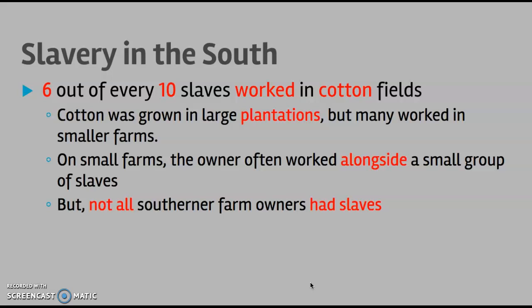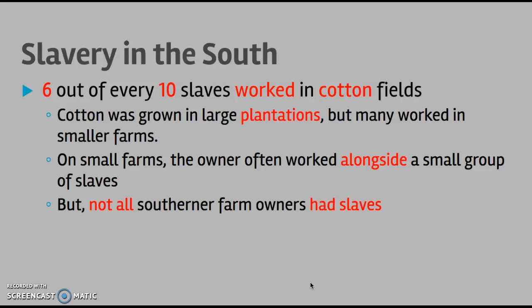Slavery in the South. 6 out of every 10 slaves worked in cotton fields. Cotton was grown on large plantations, but many worked in smaller farms. So not everybody in the South had hundreds of slaves. Small farms might have 1 or 2 slaves, and more often than not, the farm owner worked alongside the slaves in the fields. So they might have 1, maybe 2 slaves, but not even all Southern farm owners had slaves.